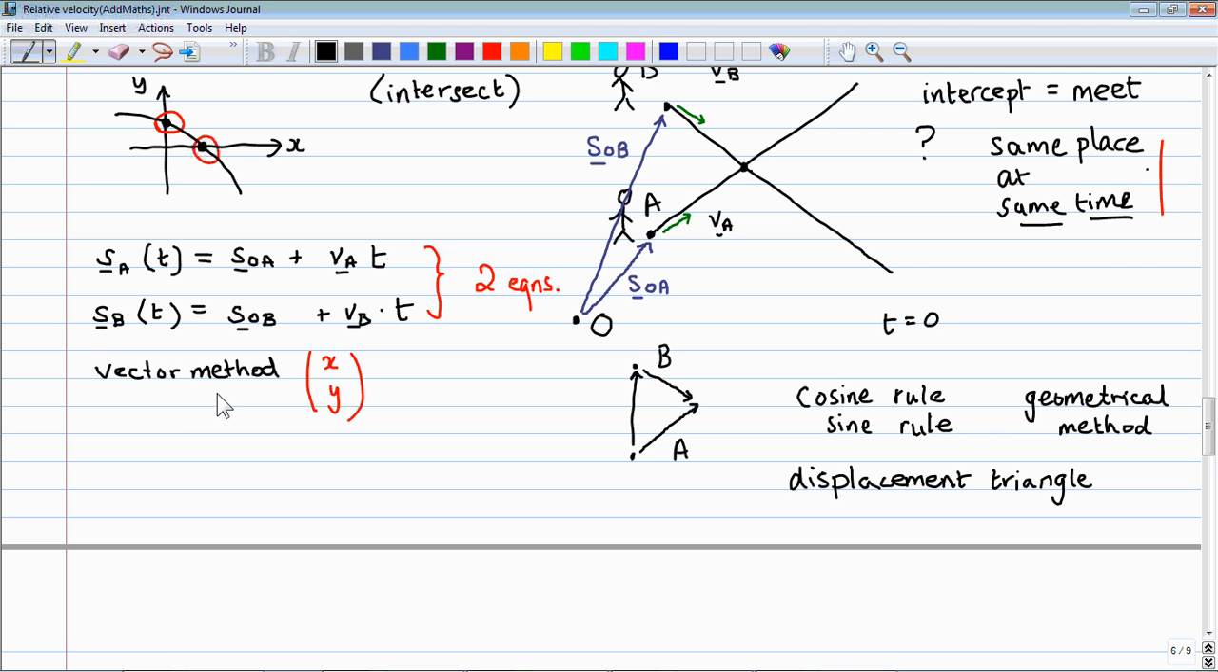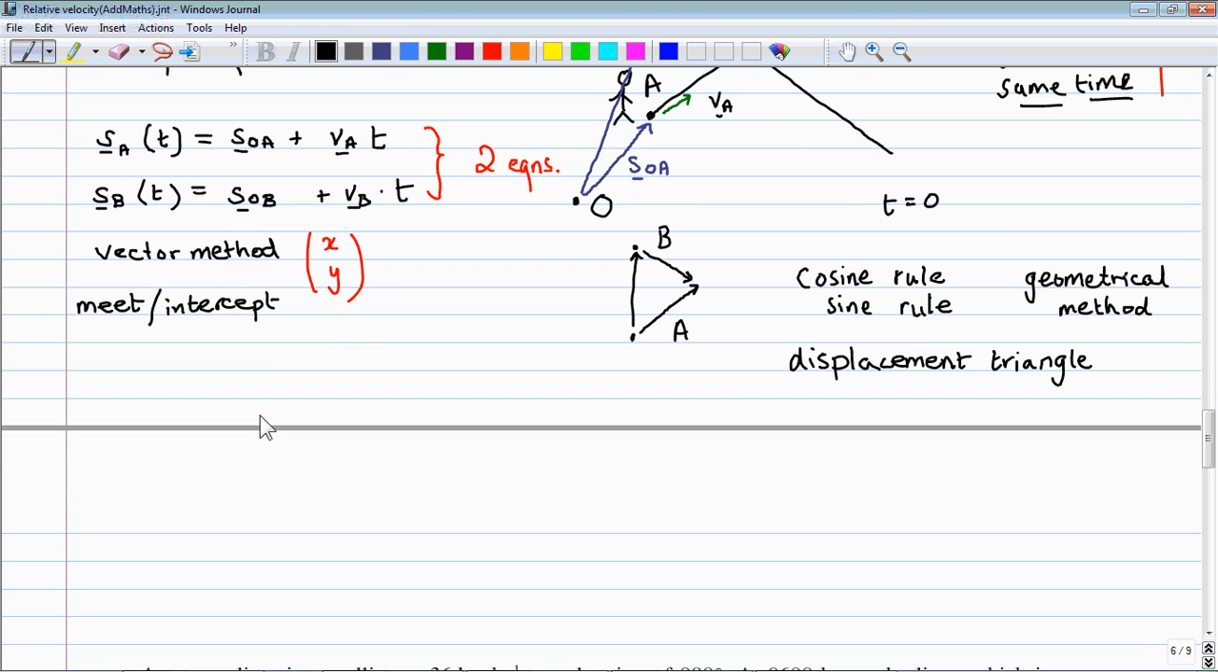So the vector method says that if there is interception, then we know that S_A, the displacement of one of the objects, at a certain time t is equal to S_B at the same time t. Maybe I could emphasize by saying at one particular time these are equal. So you're setting S_0A plus V_A t equal to S_0B plus V_B t with the same t, and you can deduce whatever you need to deduce. Okay, so that's the idea.